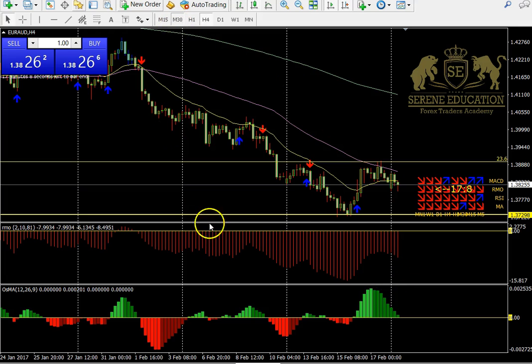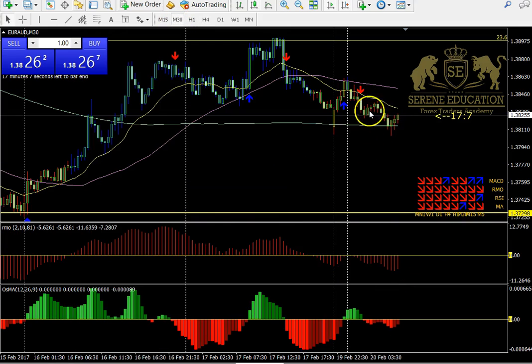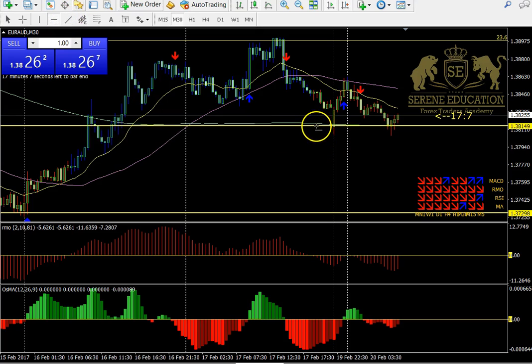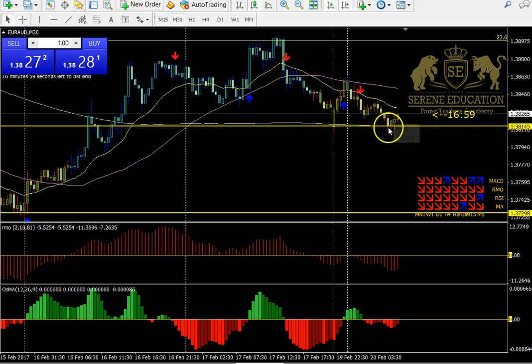So what I'm going to do is drop down now onto that 30-minute to see where that 200-day moving average is. There we've got it below price. It has used it on more than one occasion as a support level, and again is using it as support. We've got a red arrow, red candle, RMO is below, OSMA is below, but dark showing that slowdown in momentum as price is trading off that 200-day.